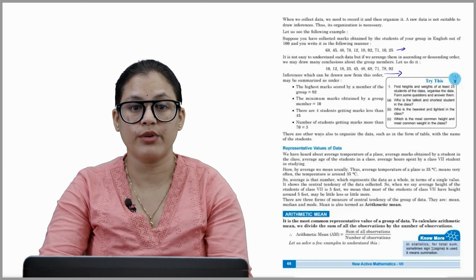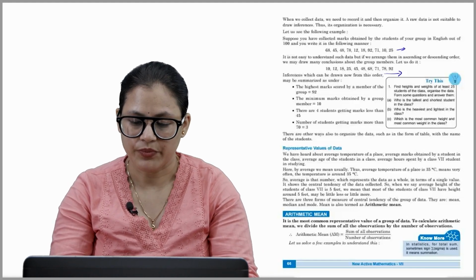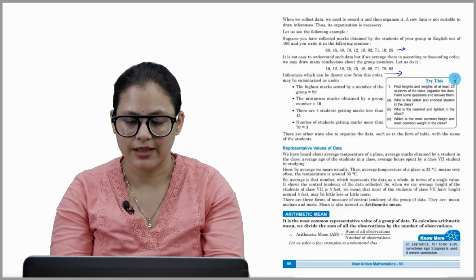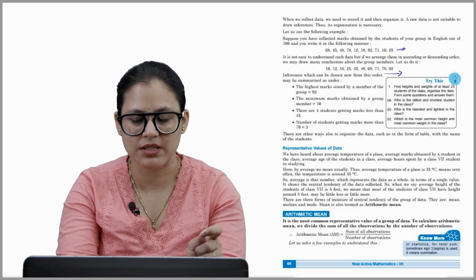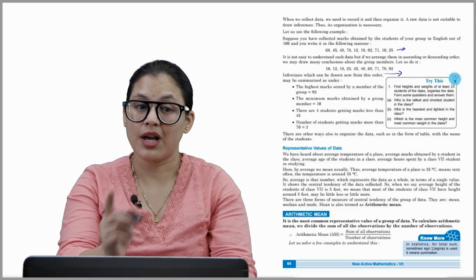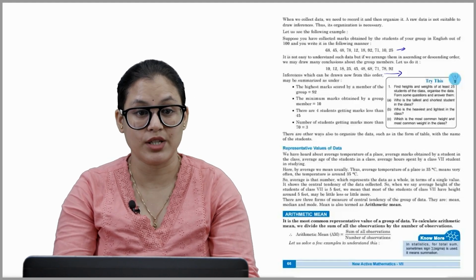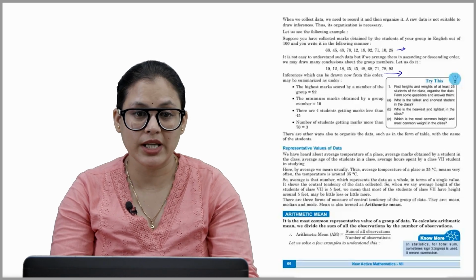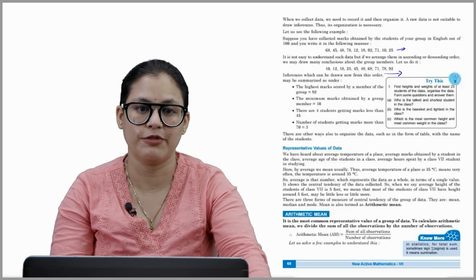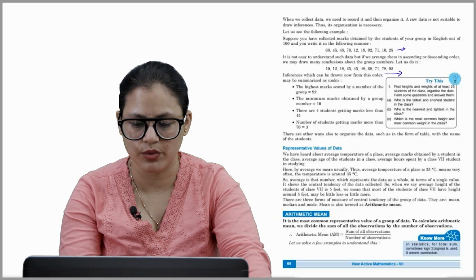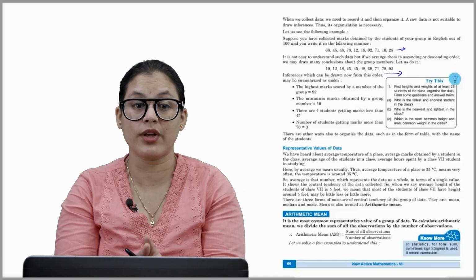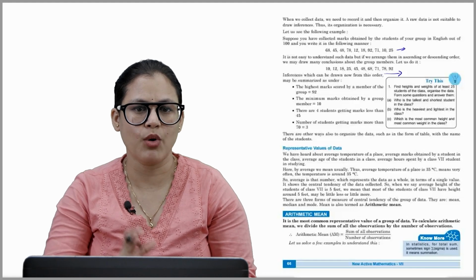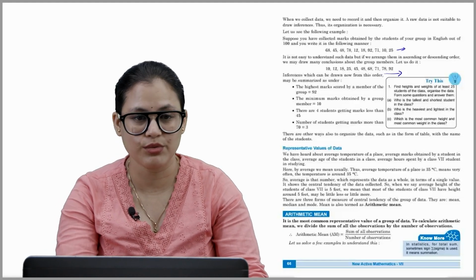Inference which can be drawn now from this order may be summarized as, see, it is in ascending order. So clearly you can see that 10 is the lowest mark and 92 is the highest mark. So the highest mark scored by a member of the group is 92. The minimum marks obtained by a group member is 10. And there are 4 students getting marks less than 45, means 1, 2, 3, 4. These 4 marks are less than 45. So there are 4 students who are getting less than 45 marks. And number of students getting marks more than 70, 1, 2, 3.